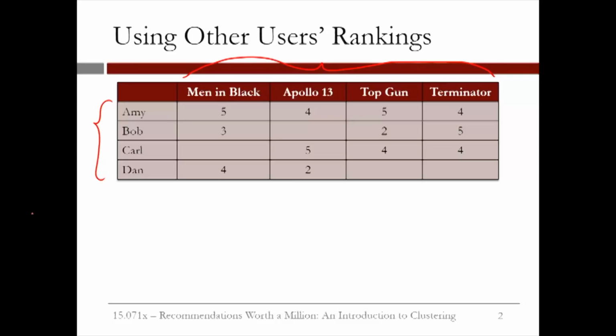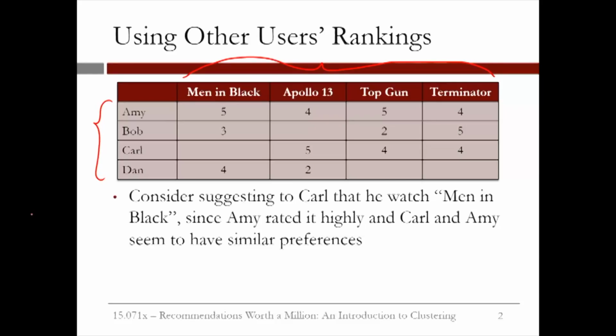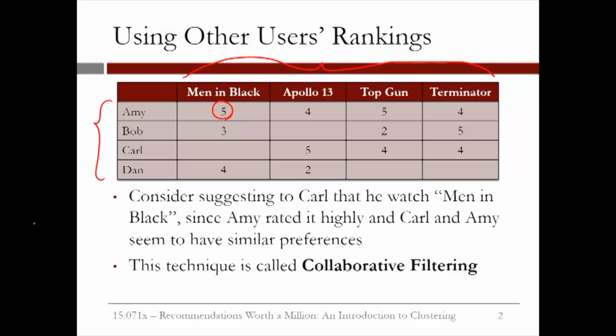We could suggest to Carl that he watch Men in Black. Since Amy rated it highly, she gave it a rating of 5, and Amy and Carl seem to have similar ratings for the other movies. This technique of using other users' ratings to make predictions is called collaborative filtering. Note that we're not using any information about the movie itself here, just the similarity between users.